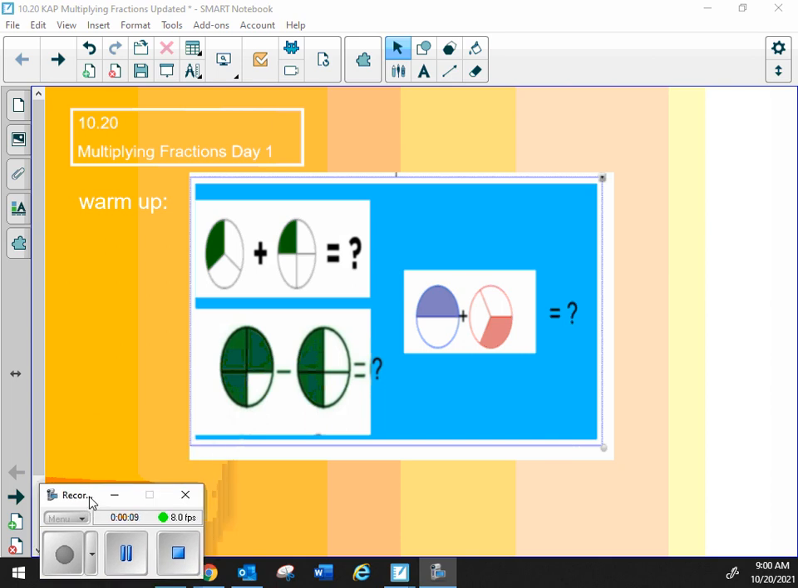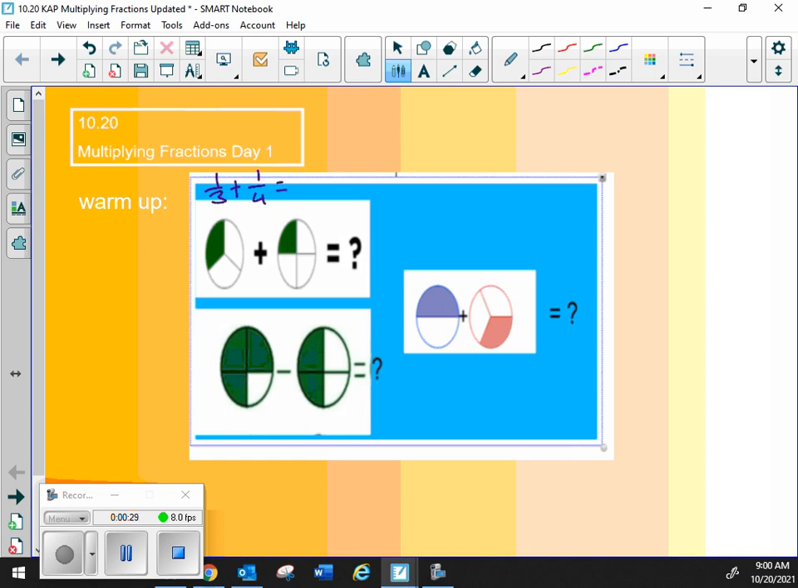Here is our warm-up. We were given some models, and we're going to write the equations and solve them from there. For number one, tell me what you did and what you got, Michaela, please. Can you tell me the equation you wrote?